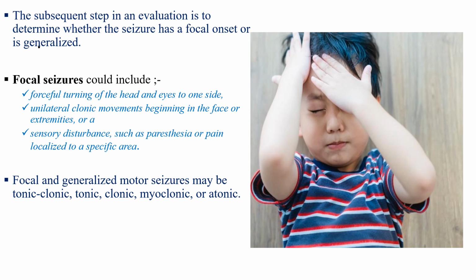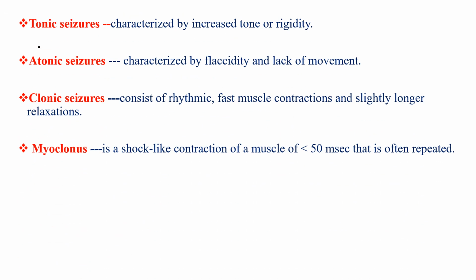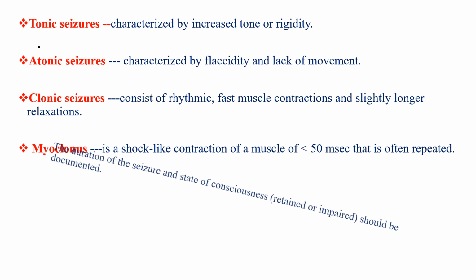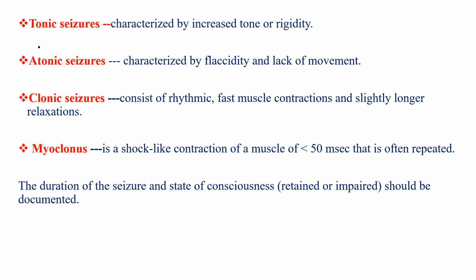Focal and generalized motor seizures might be tonic, tonic-clonic, clonic, myoclonic, or atonic. Tonic seizure is characterized by increased tone or rigidity, whereas atonic seizure is characterized by flaccidity and the lack of movement. As you know, clonic seizure consists of rhythmic, fast muscle contraction and a slightly longer relaxation. Myoclonus is a short, shock-like contraction of muscle for less than 50 milliseconds that is often repeated. The duration of the seizure and the state of consciousness, retained or impaired, should be documented during the seizure.